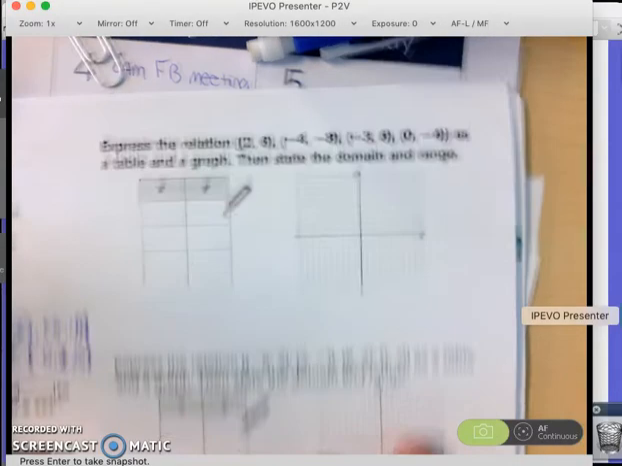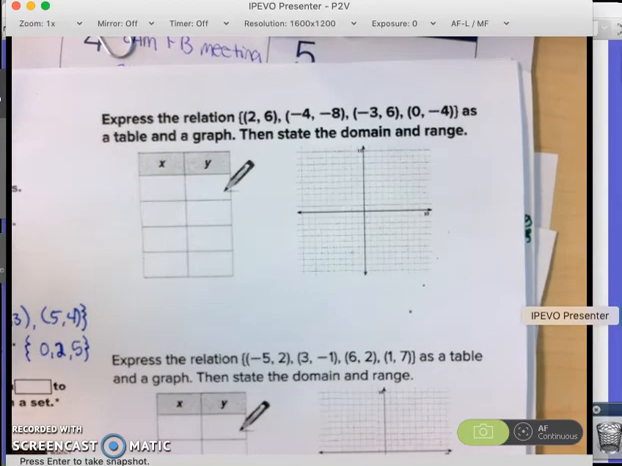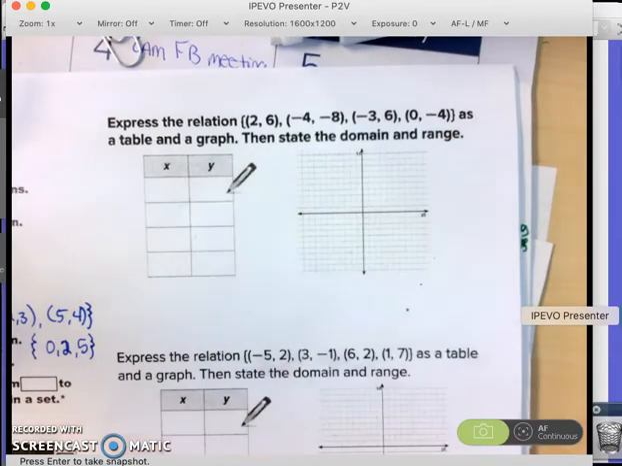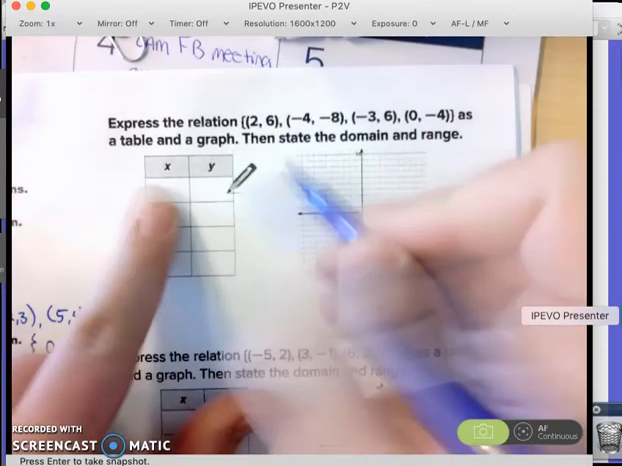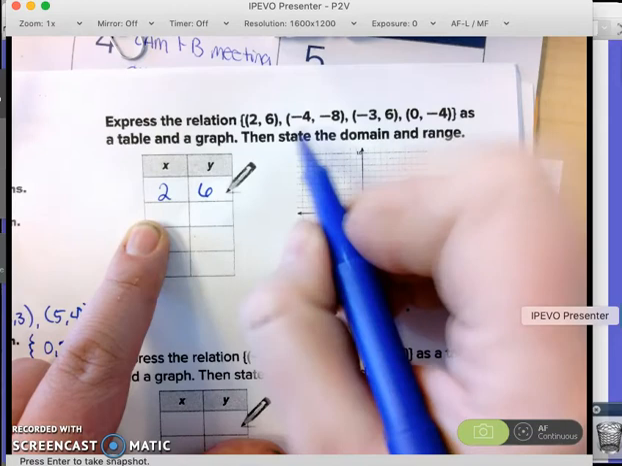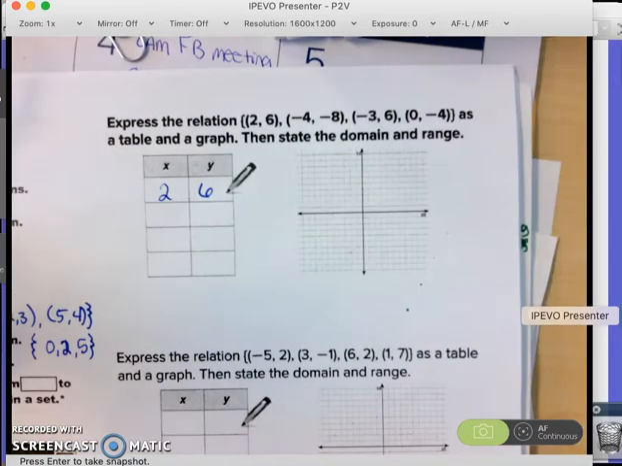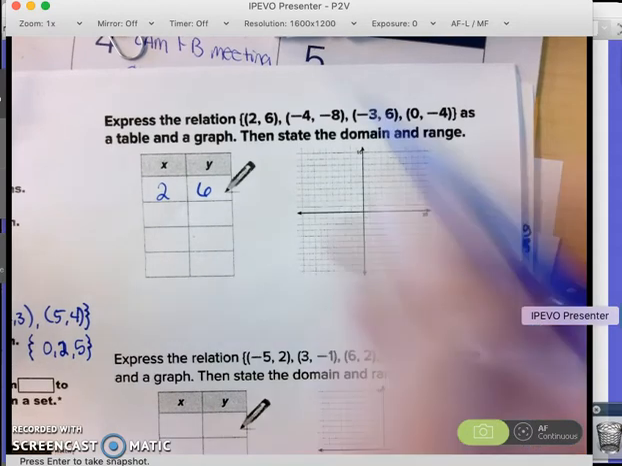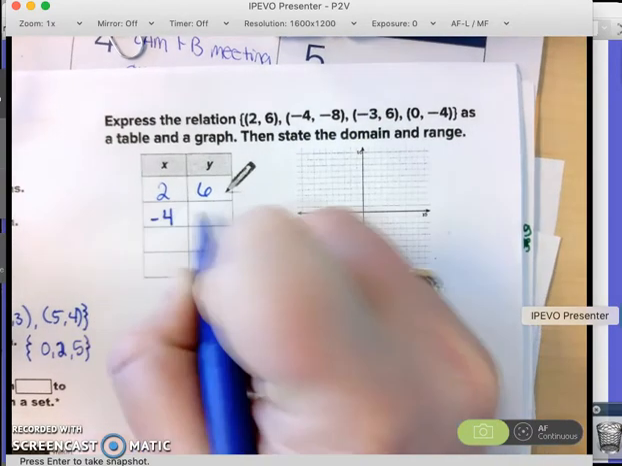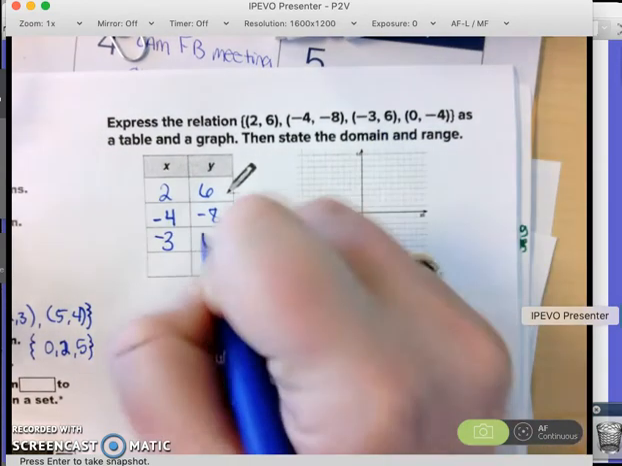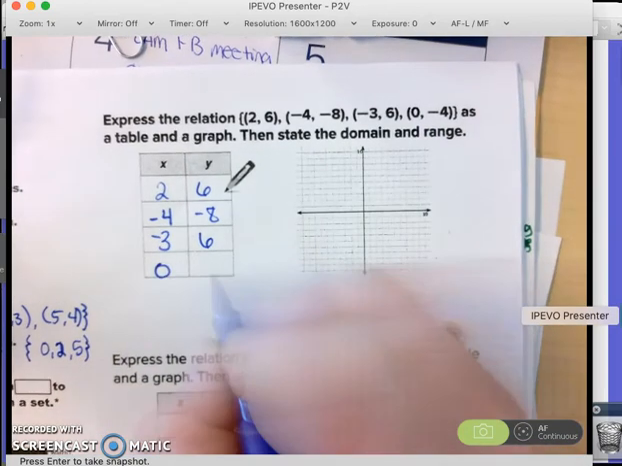The next thing we're going to be talking about is expressing the relation right here as a table and a graph. So the first thing you're going to do is write the x values and the y values. So 2, 6. Yes, you can. So -4, -8, I would write -4, -8. -3, 6, and then 0, -4.